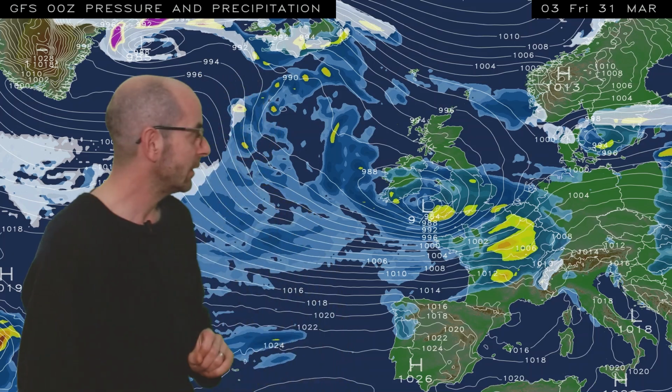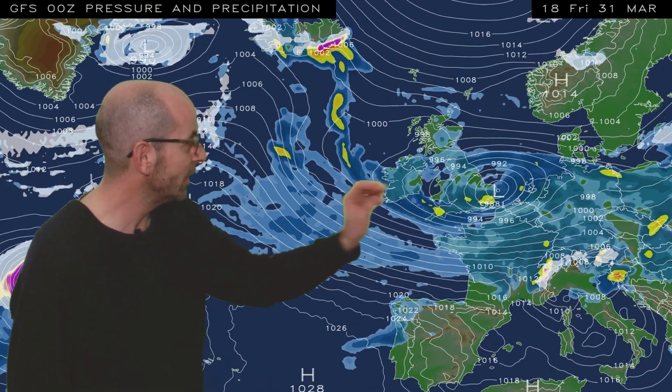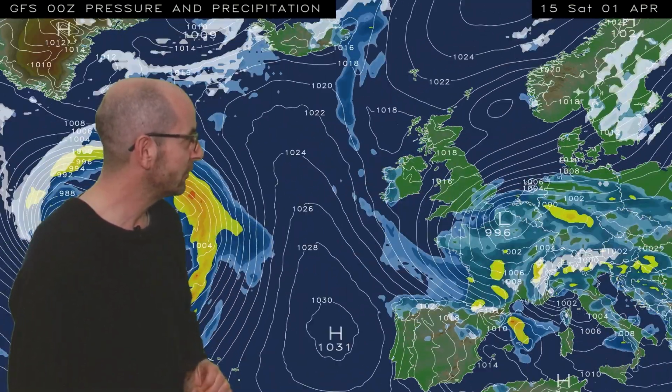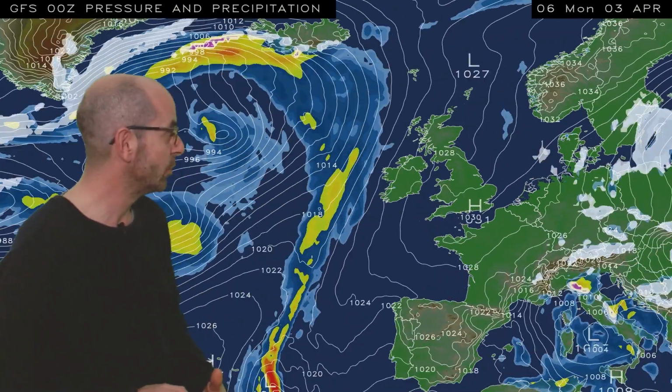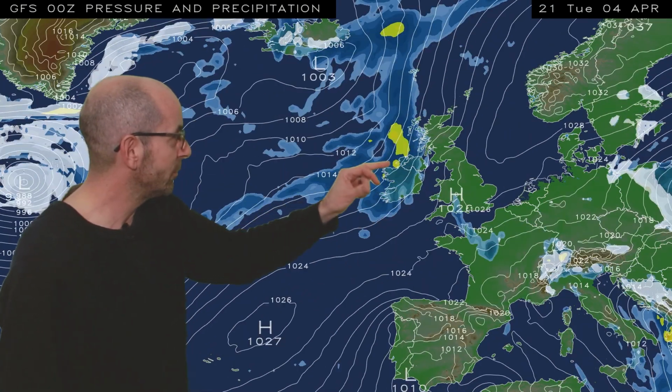For now, though, I'll just continue the sequence, because one way or another, that low pressure moves away. And then on this model run, somewhat colder air moves in behind it, but high pressure starts to have more influence. And increasingly, wet conditions become confined to the north and the west.